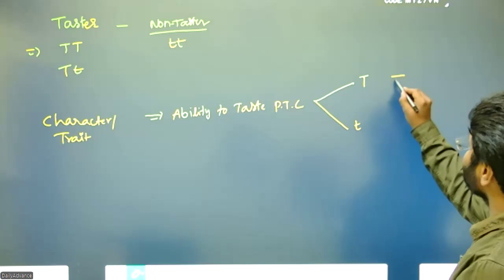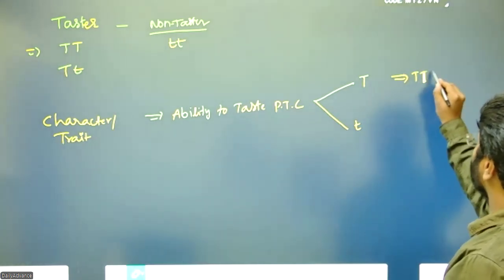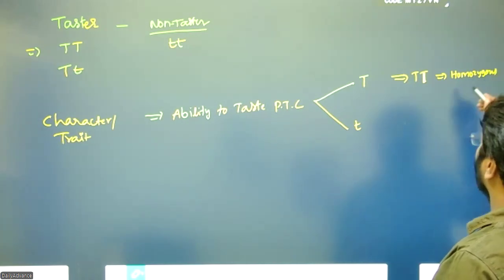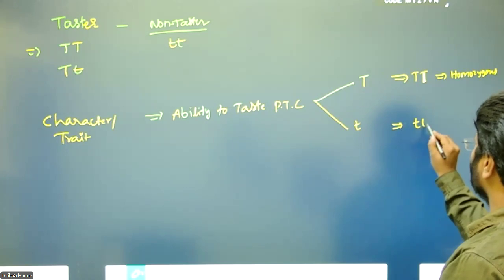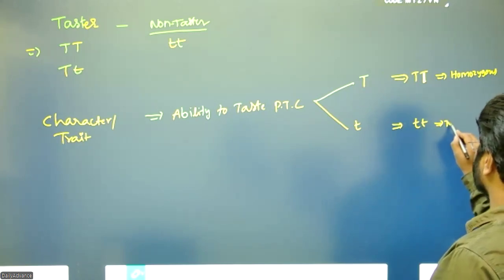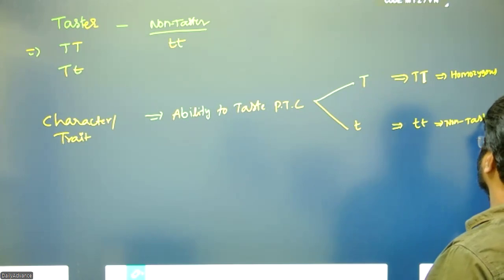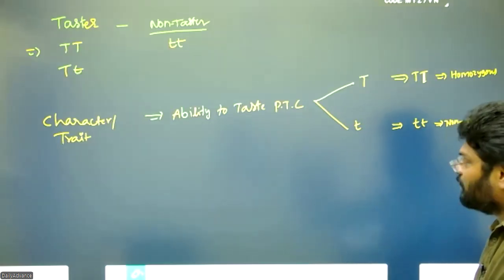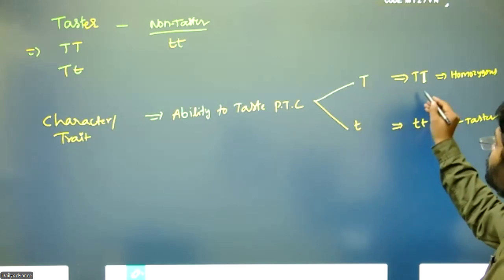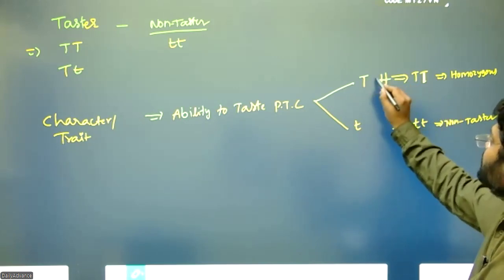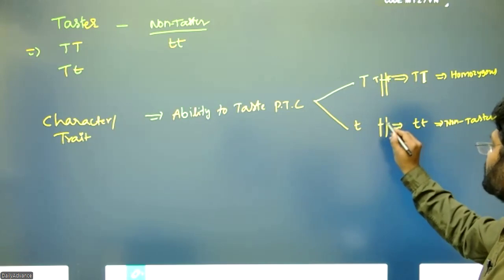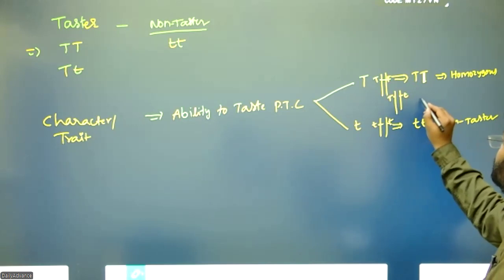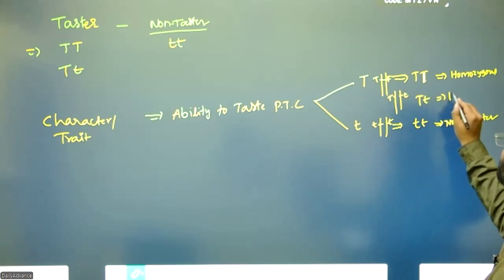So if an individual has capital T, capital T, homozygous taster. If the individual has small t, small t, non-taster. Here we don't need to write homozygous non-taster, because there are no heterozygous non-tasters. In the human population it can be TT or small t, and because of mating, capital T, small t comes. This combination we call a heterozygous taster.